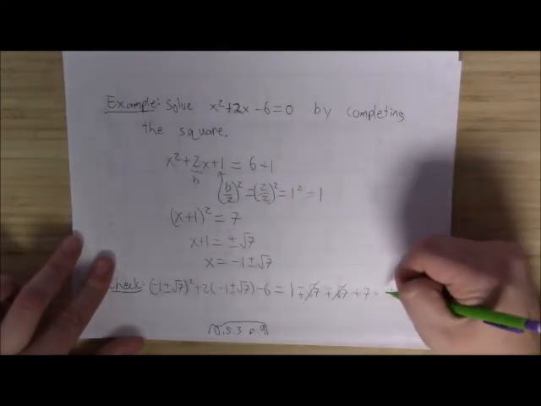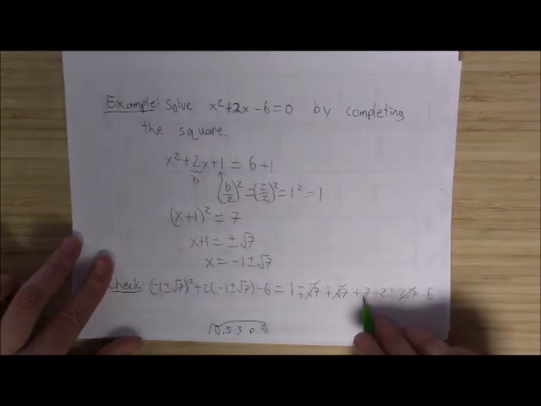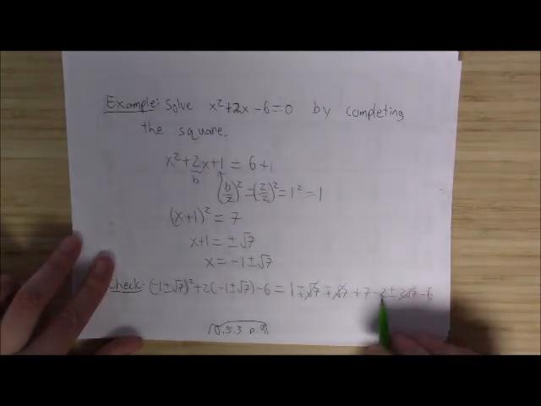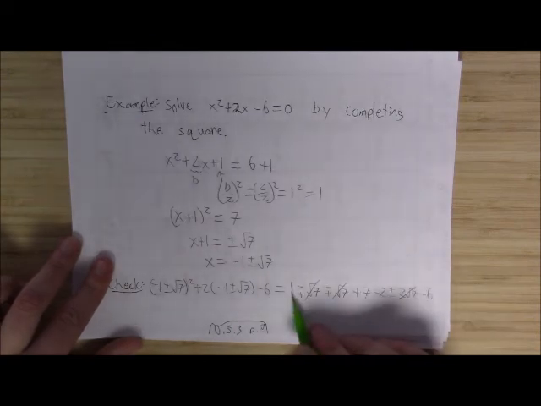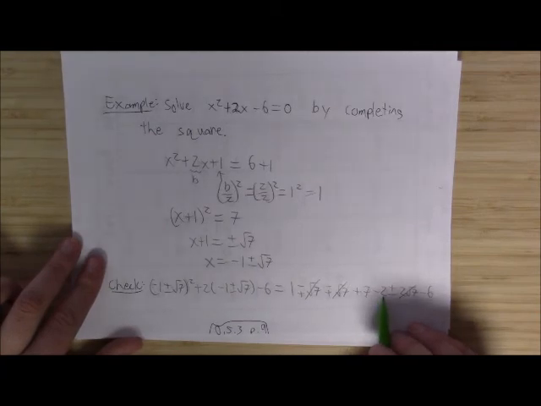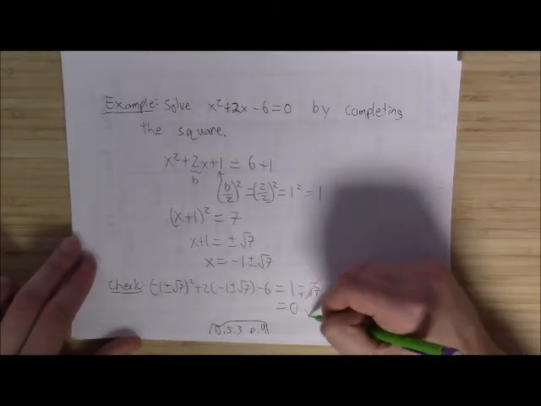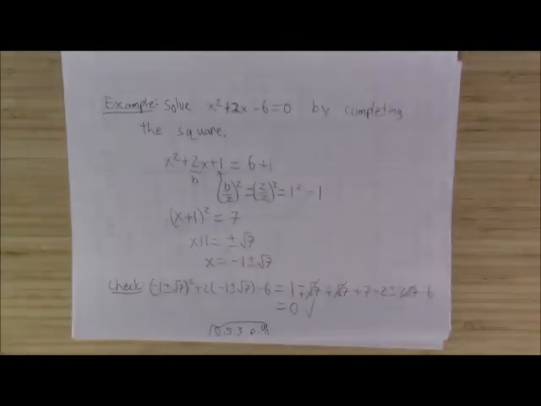2 times negative 1 is negative 2. The 7 minus 6 is negative 1 plus 1. So 1 plus 7 is 8. 8 minus 2 is 6. 6 minus 6 is 0. So we actually get 0, and so it satisfies the equation.